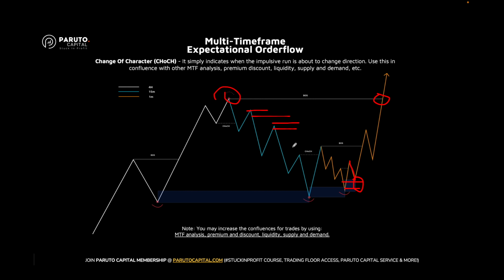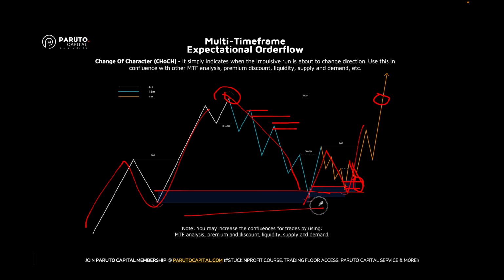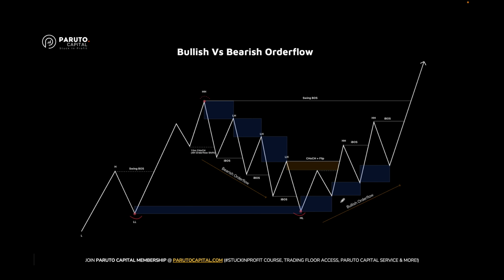So the expectational order flow concept is to say that because the market is trending up, we expect the market to continue to trend up. Eventually we expect that this will be protected, and that all of the zones will also be protected, because the market is always going to obey market structure.